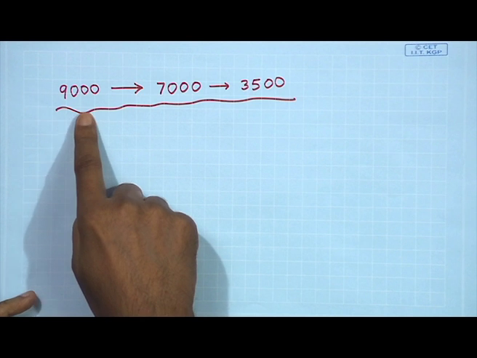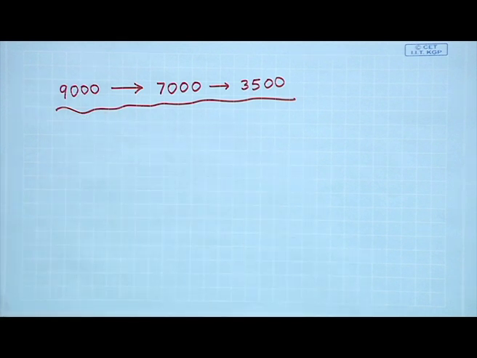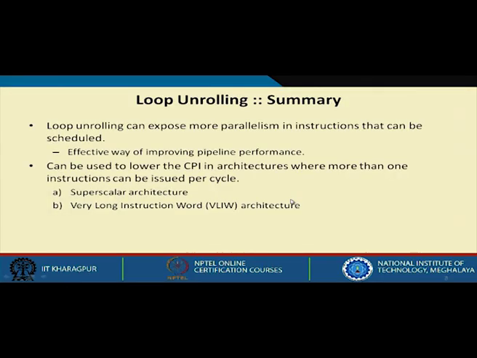So, here if the compiler does this instruction scheduling, it can bring down the clock cycle to a great extent, right. Fine. So, to summarize, loop unrolling can expose more parallelism in instructions. It can be used to lower the cycles per instruction in architectures. This we shall be talking about now, where more than one instruction can be issued per cycle.